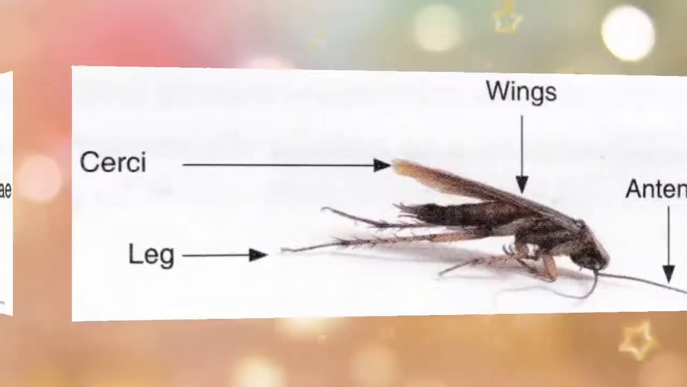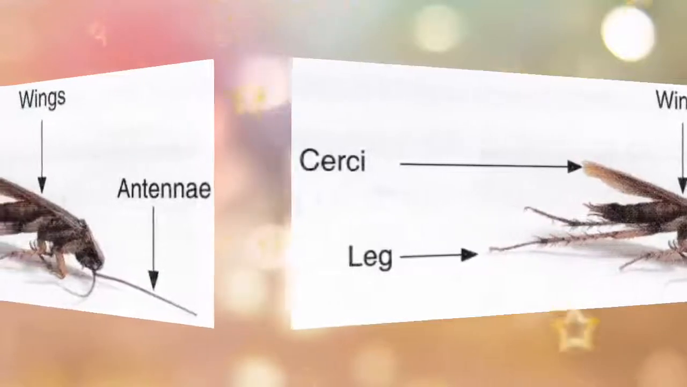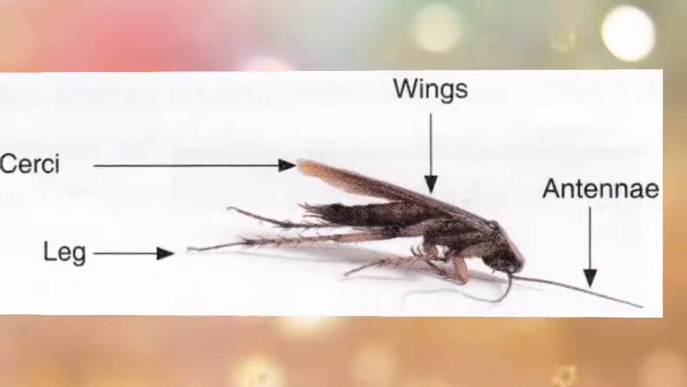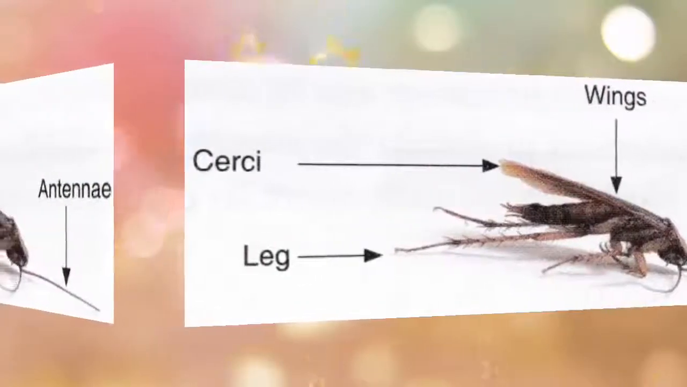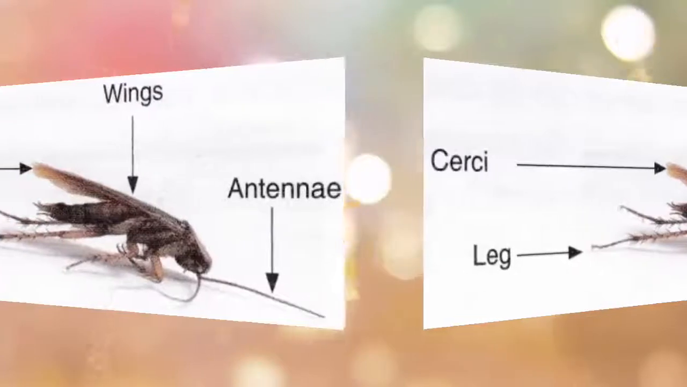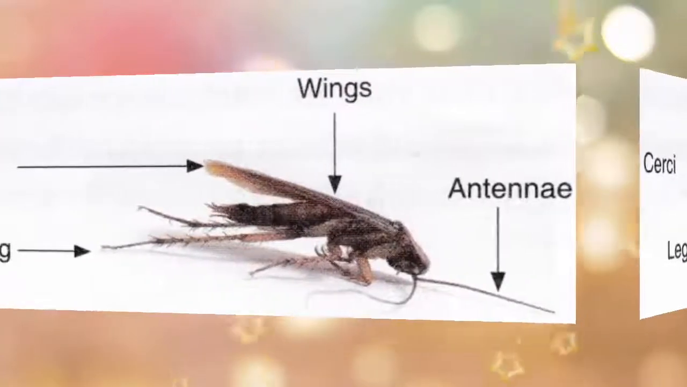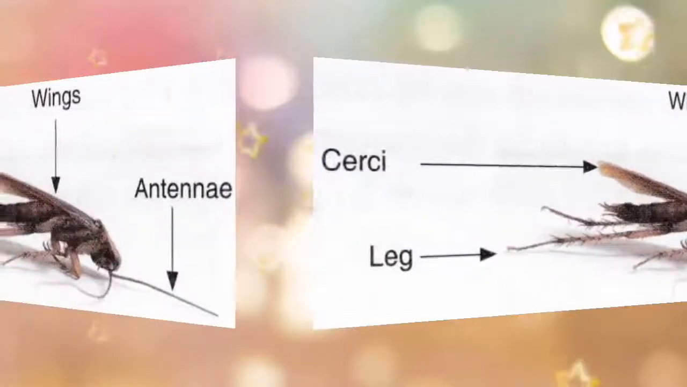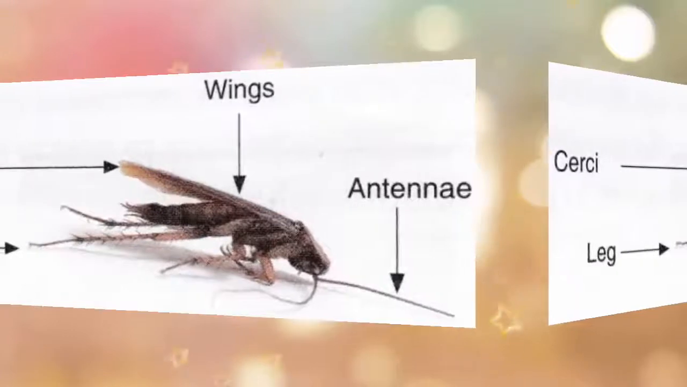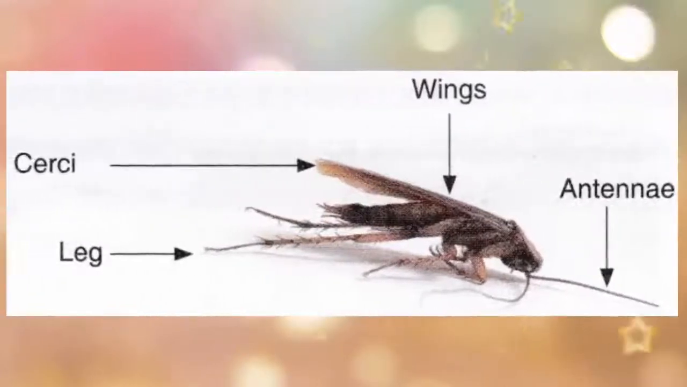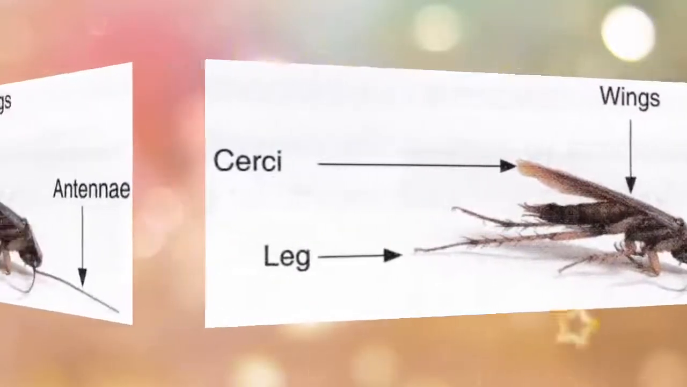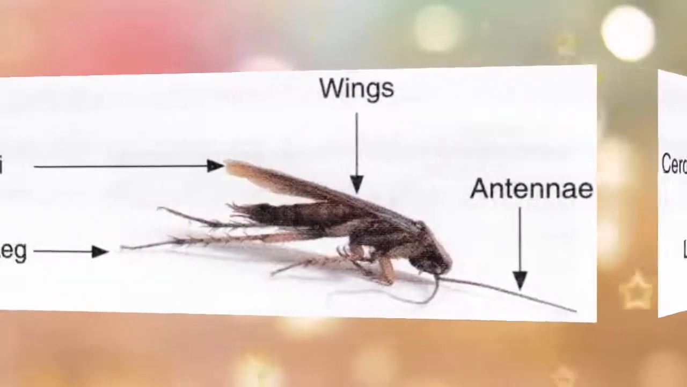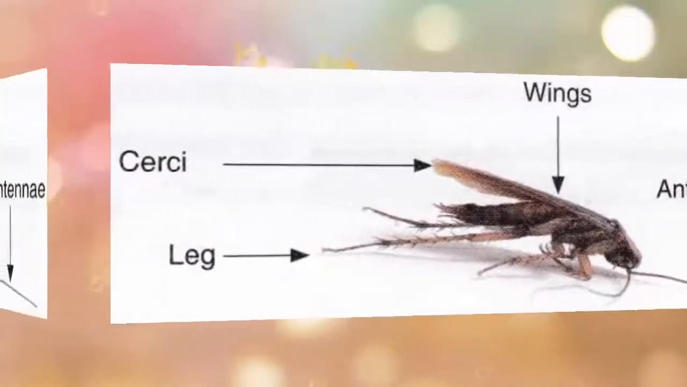A cockroach's body is covered with a hard outer skeleton. Cockroaches have a pair of antennae that help them to smell things. They also have a pair of cerci that can detect the slightest of movement and warn them of any danger from behind.